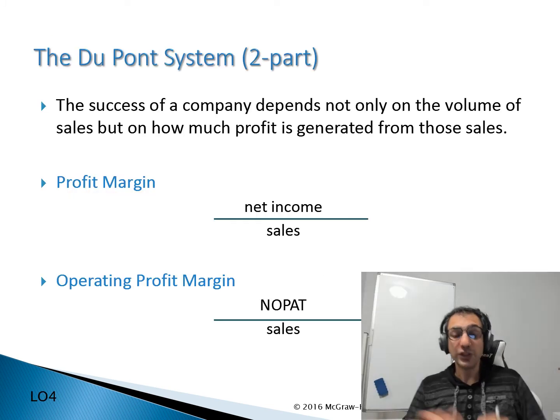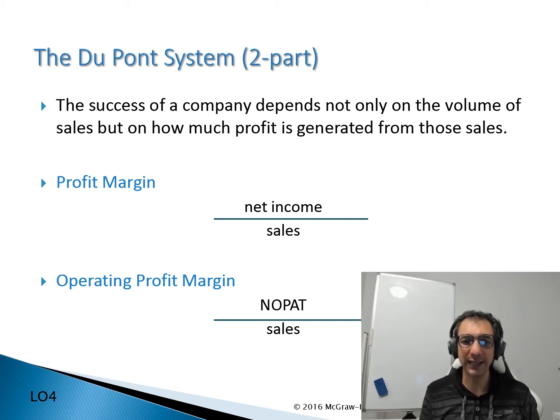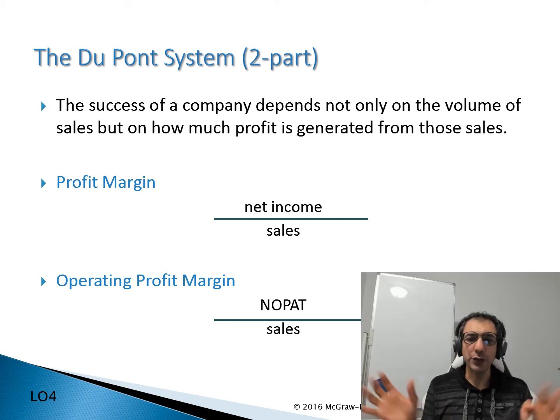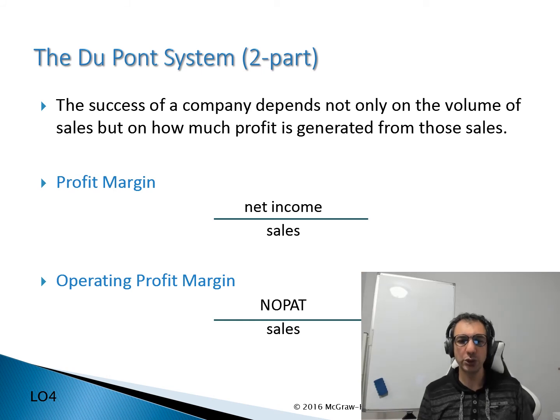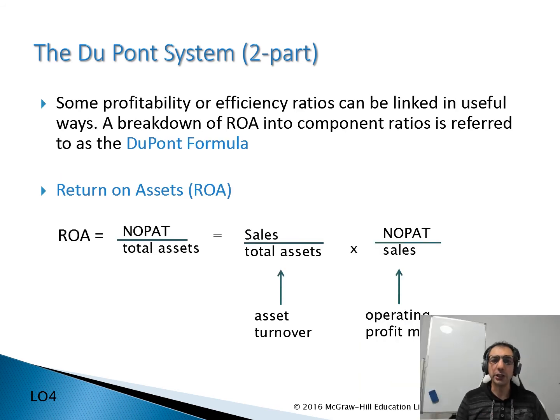Now, we talk about 5 major financial ratios. You can advance your understanding of ratios by looking at something we call DuPont system or DuPont analysis. The DuPont system is actually combining some of these ratios to give you a better picture of the company's performance. In the 2-part model, you are actually just including the asset turnover and operating profit margin.